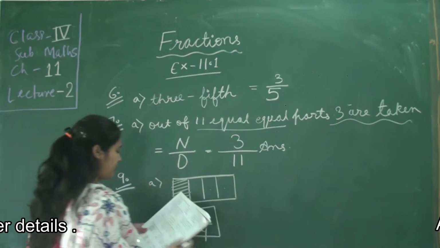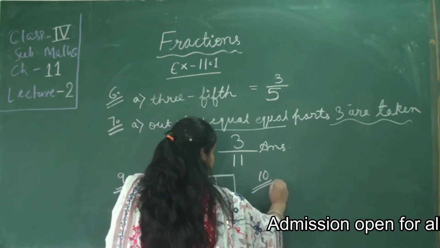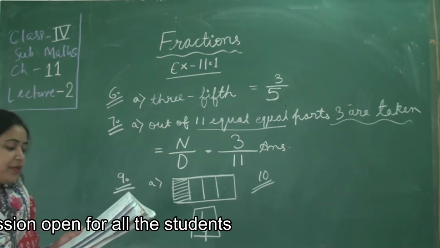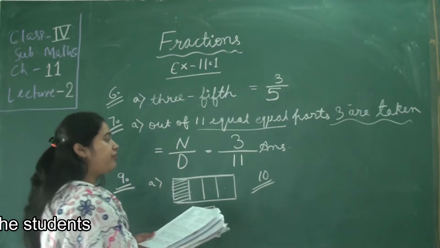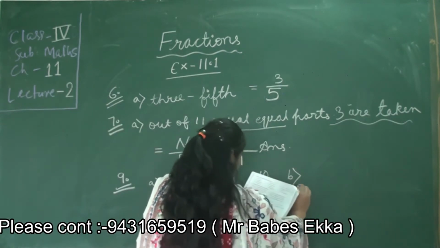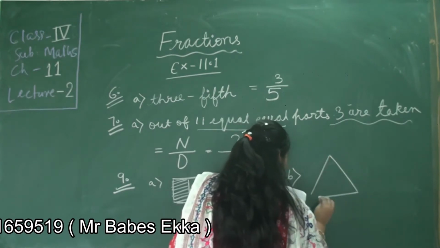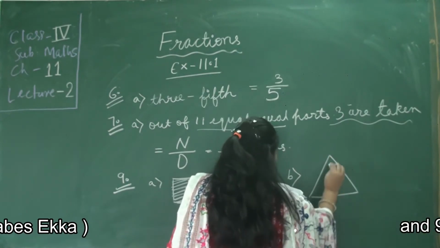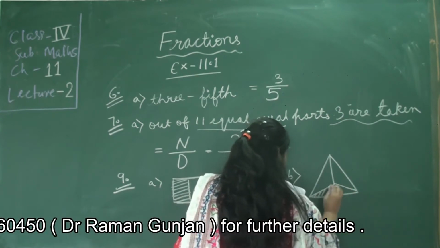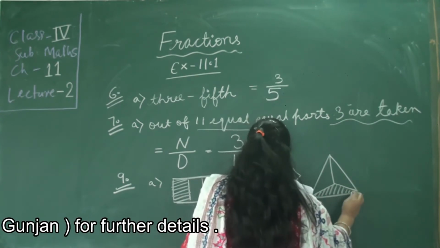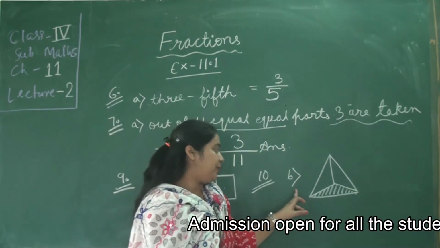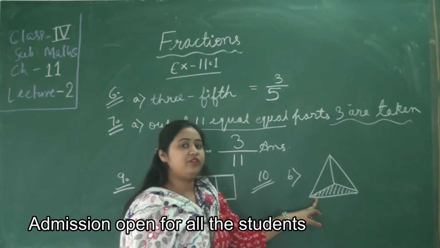Now in question number 10. The question is: write the fractions for the shaded parts of the figure. You have to write the fraction for the shaded part. So in question number 10b, your diagram is this. Now this is the figure in question number 10b, and you have to write the fraction for this shaded part.